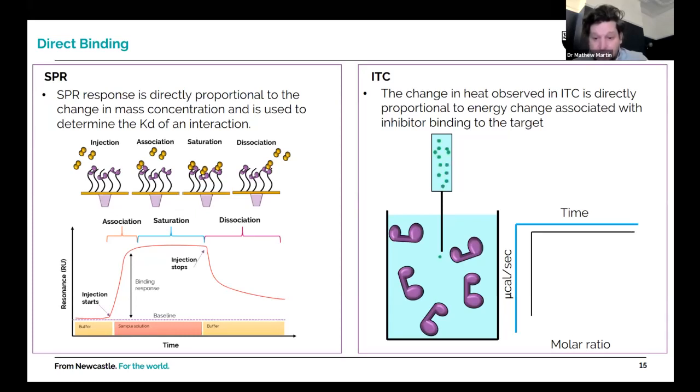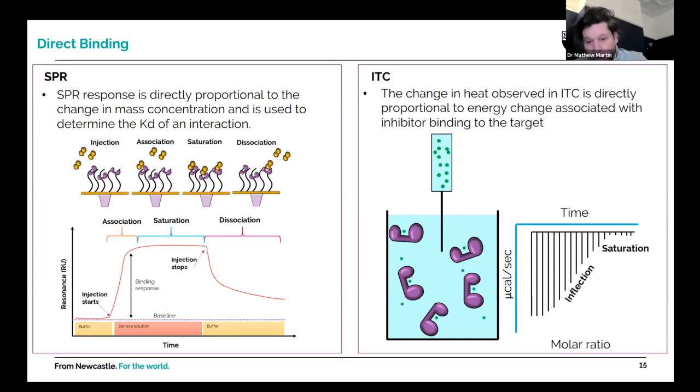As I said earlier, ITC is seen as the gold standard for measuring ligand interactions, as the change in heat observed is directly proportional to the energy associated with inhibitor binding. With fragments, however, we typically operate under low C-value conditions where we need a very high concentration of hit in the syringe to drive equilibrium to the bound state. So this is more attainable with fragments, obviously, because they're smaller, with improved solubility.